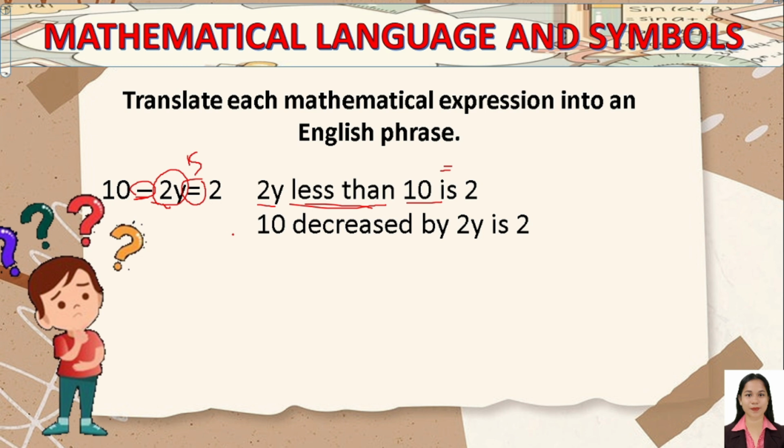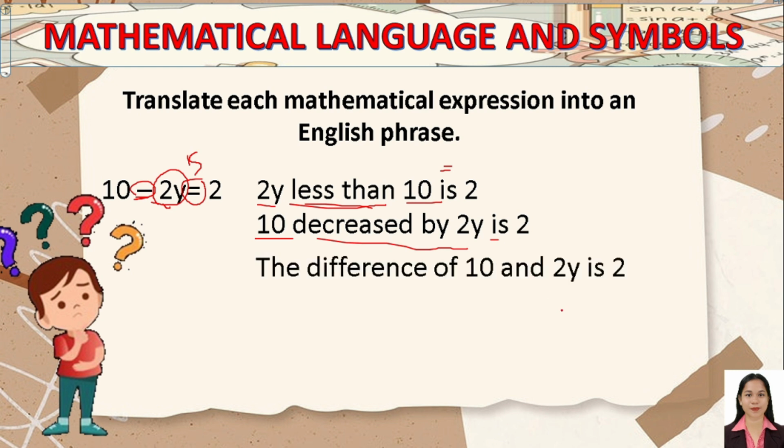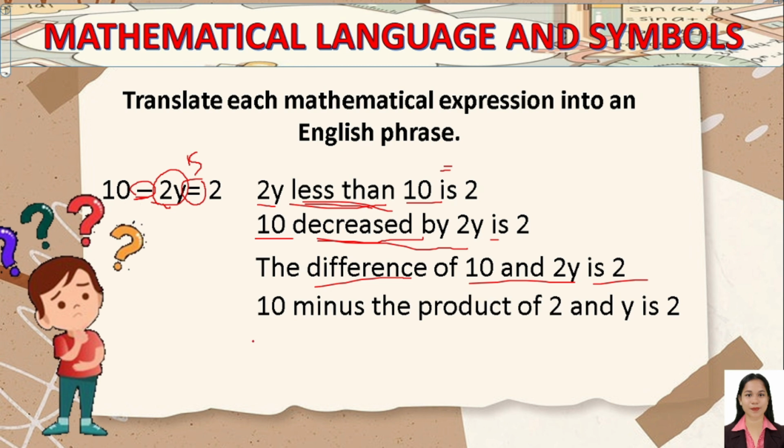Then, pwede namang 10 decreased by 2y is 2. Or pwede namang the difference of 10 and 2y is 2. So we use difference for subtraction, we use decreased by for subtraction, and we use less than for subtraction. And the last one is 10 minus the product of 2 and y is 2.